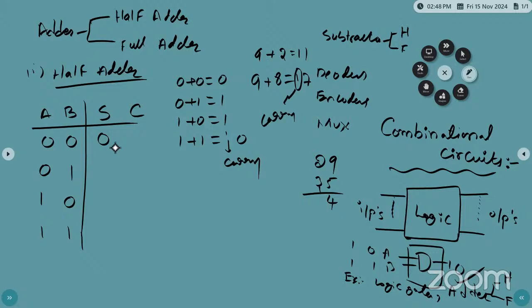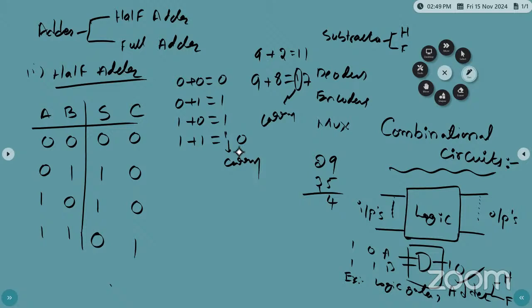What is the carry in this addition? No carry, so you can keep the 0. Next, 0 plus 1: sum 1, carry 0. Next, 1 plus 0: sum is 1, carry is 0. Next, 1 plus 1: sum 0, carry 1. See here, 1 plus 1 gives 1 as the carry and 0 as the sum. Now this is the truth table for the half adder.